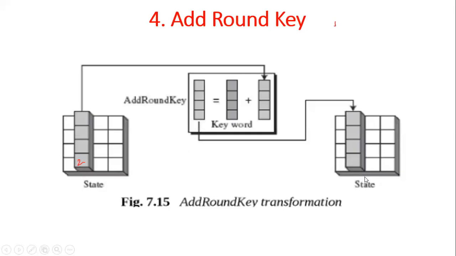This is the input state and this is the output state. This is the last operation we perform, that is add round key. So it is a column-wise operation similar to mix column. In mix column we multiply with a constant. In add round key we simply add. Add means simply XOR the key with the column. Previously we multiplied a constant with the column. In add round key we simply add the key with the column.